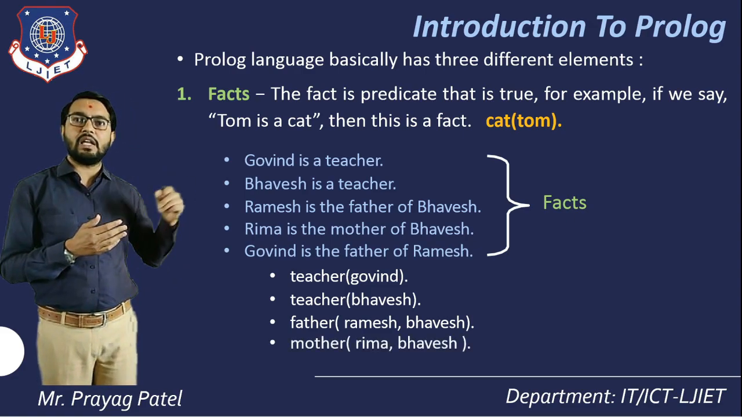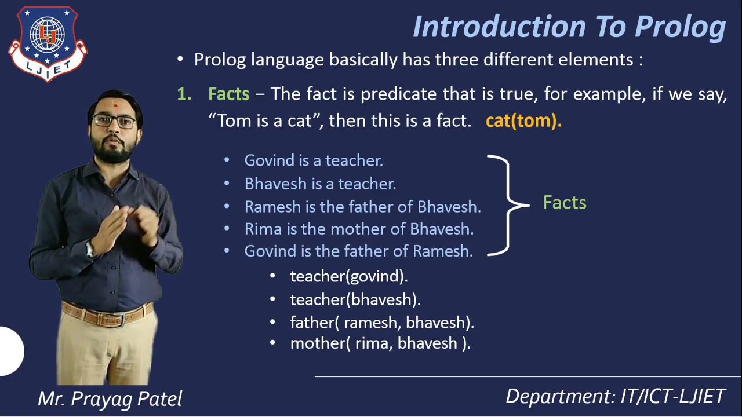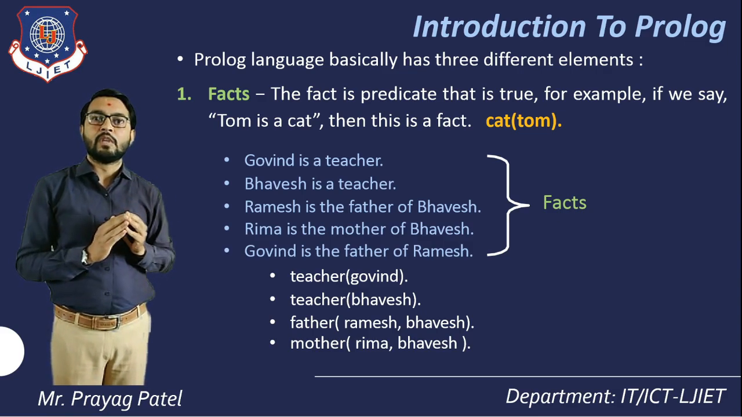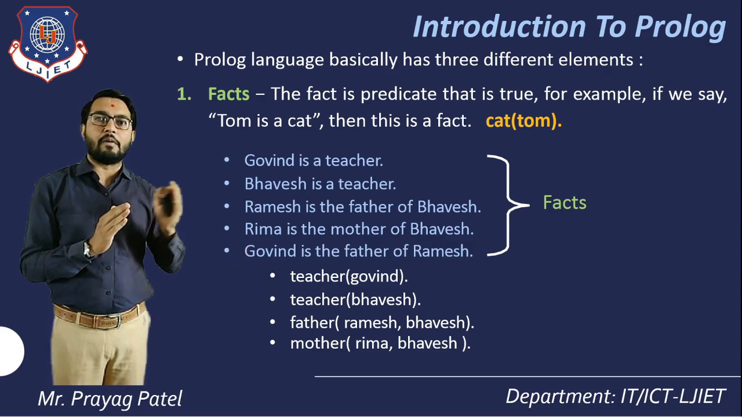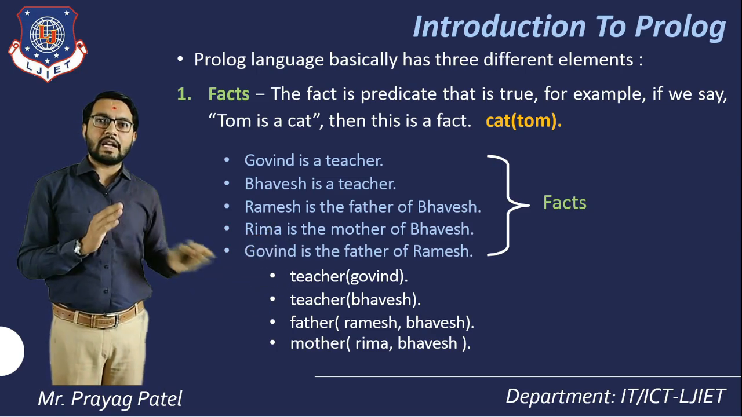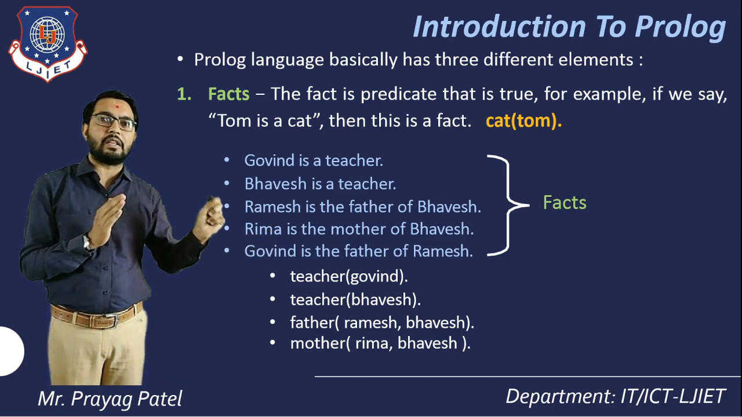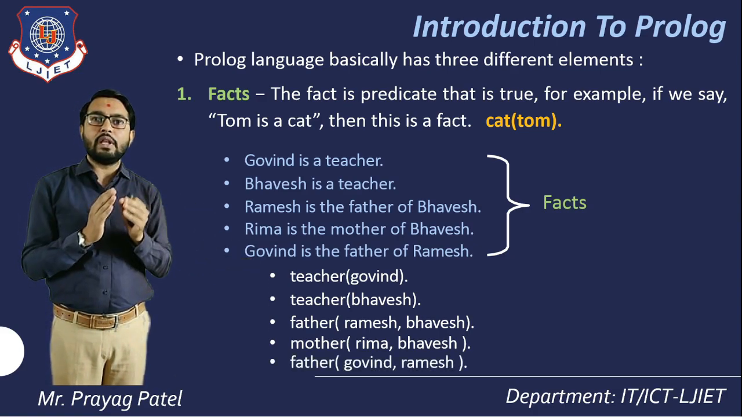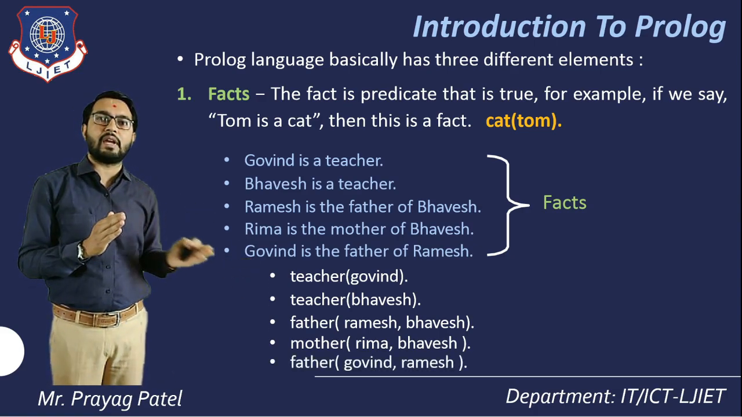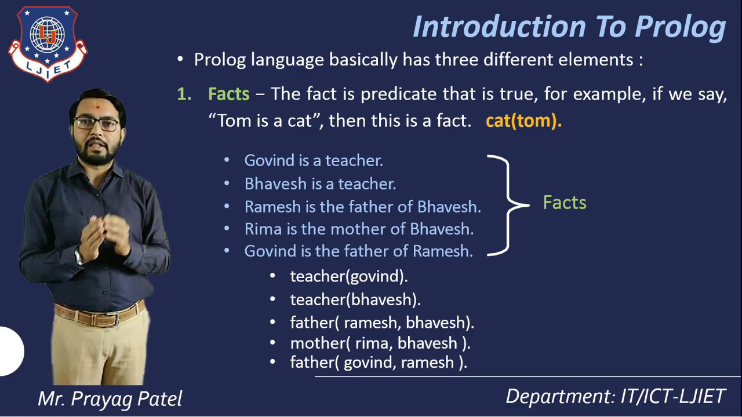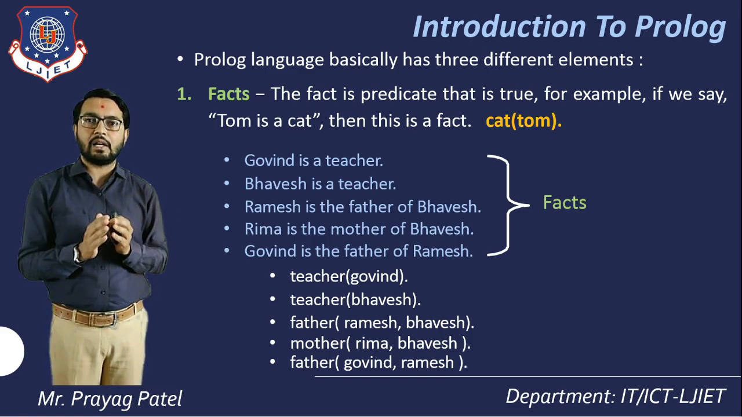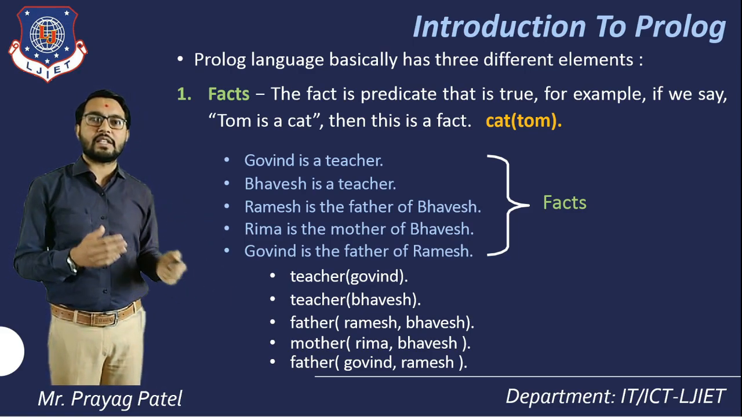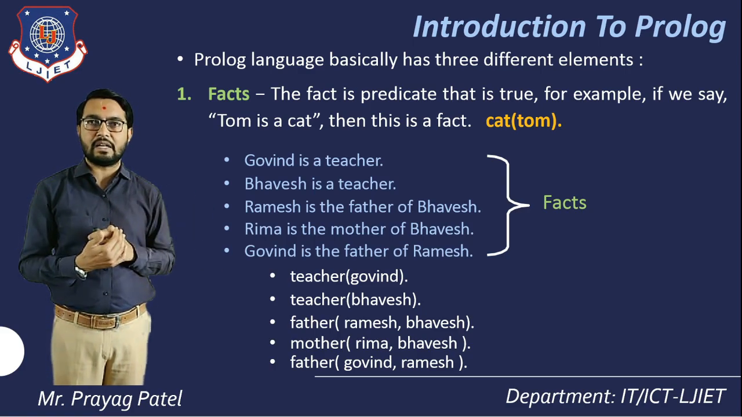In the same way we represent Rima is the mother of Bhavesh. First we write mother, then in brackets Rima, Bhavesh. So Rima is a mother of Bhavesh. See that for each and every fact we write a full stop at the end of the statement. Now the last statement, Govind is the father of Ramesh. In the same way, first write father, then in brackets Govind, Ramesh. So these are all representations of facts for the given English sentences.